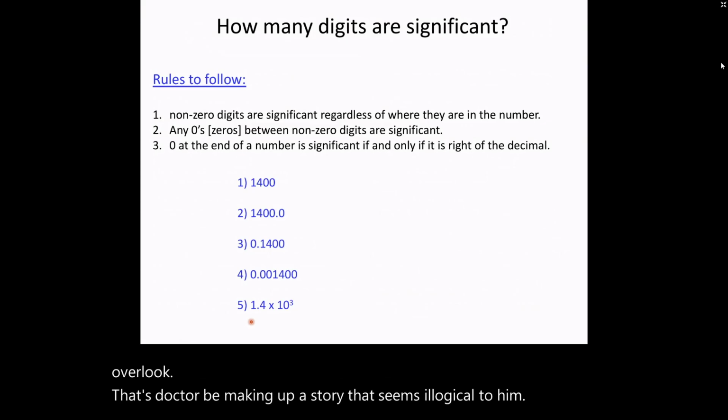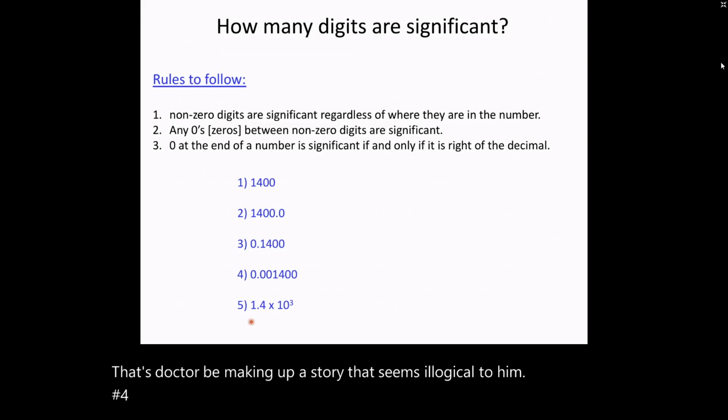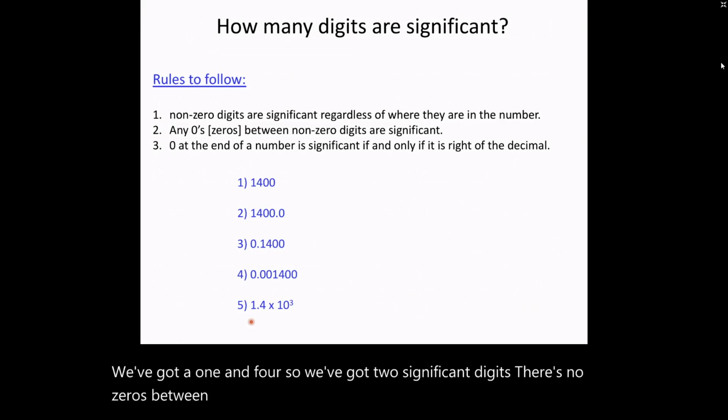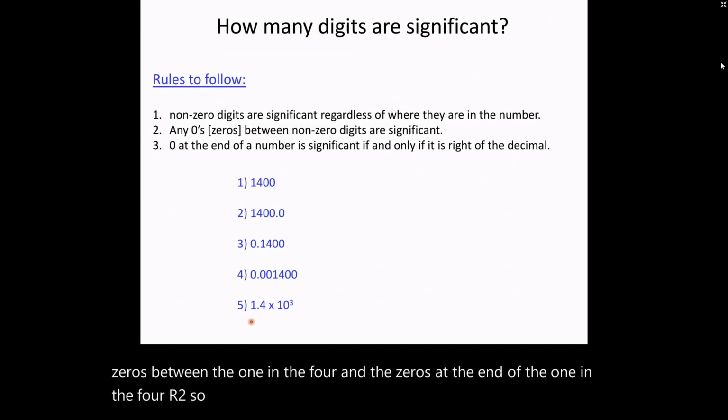Okay? Now number 4, we've got a 1 and a 4, so we've got 2 significant digits. There's no zeros between the 1 and the 4. And the zeros at the end after the 1 and the 4 are 2, so it's still 4 significant digits.